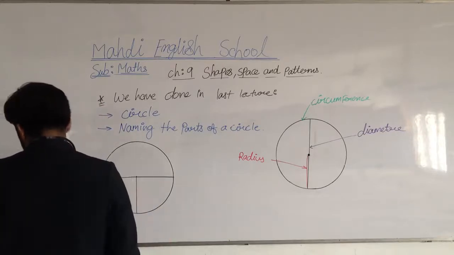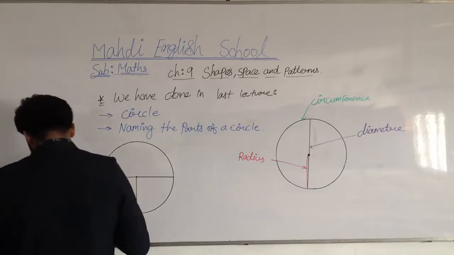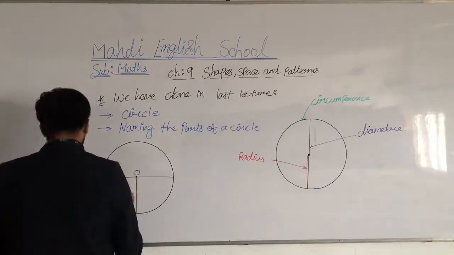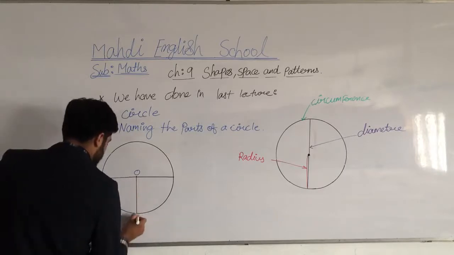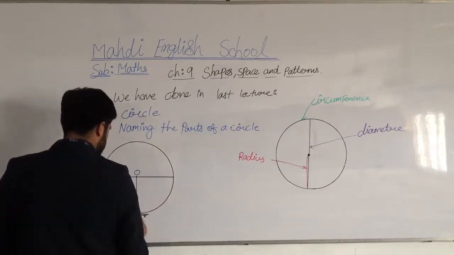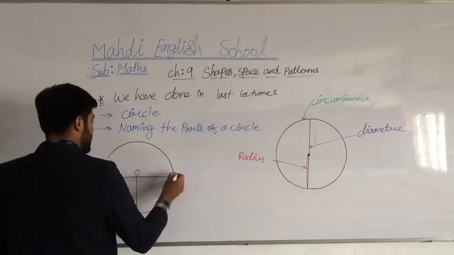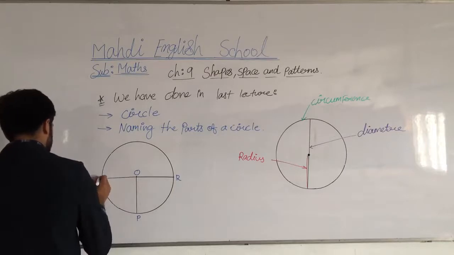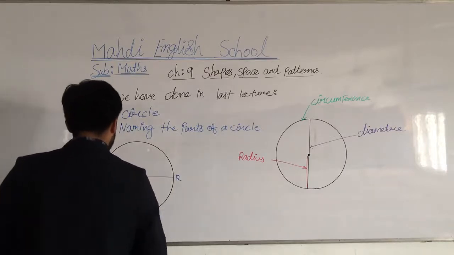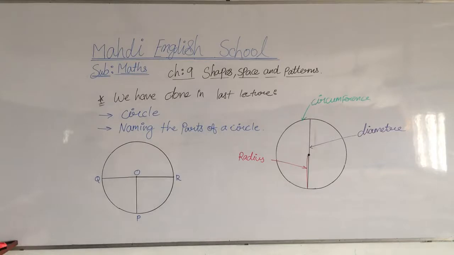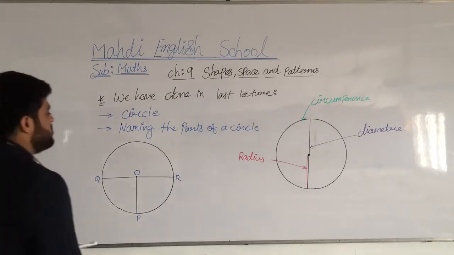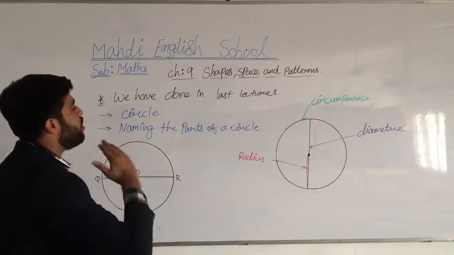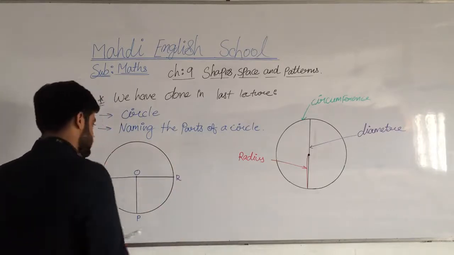And here we give the names. Here we give the name O. The center part is O, the down part is P, this one is R, and here is Q. Got my points, my dear students? I hope you all understood. This is all important for us.